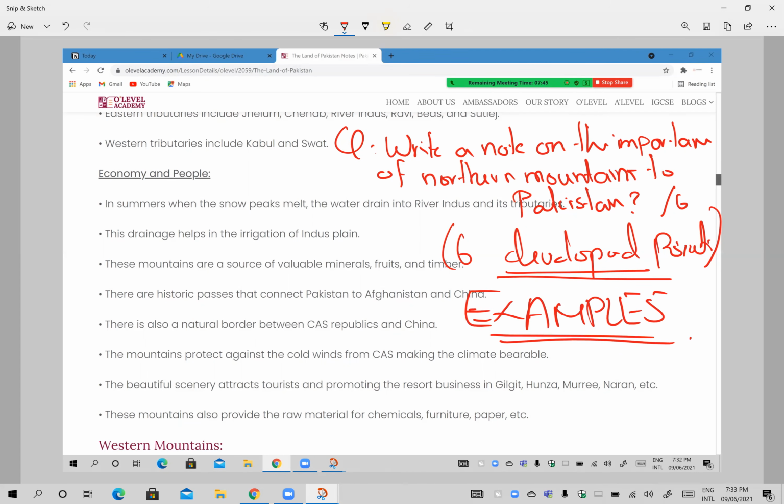You've studied the names of the rivers, glaciers, use those names in your answers. You've studied about these important historic passes, use those names as well, right? So yeah, 6 developed points. Just a second.